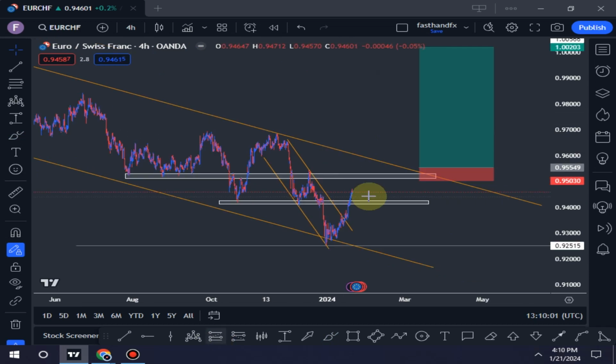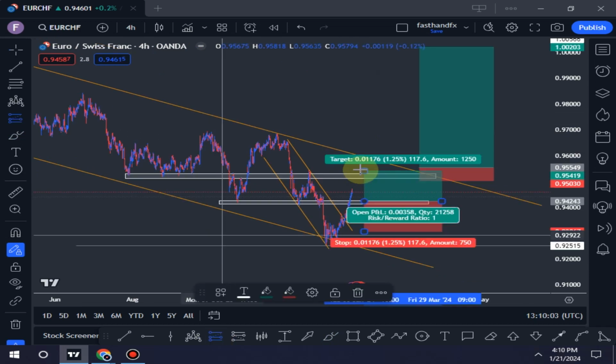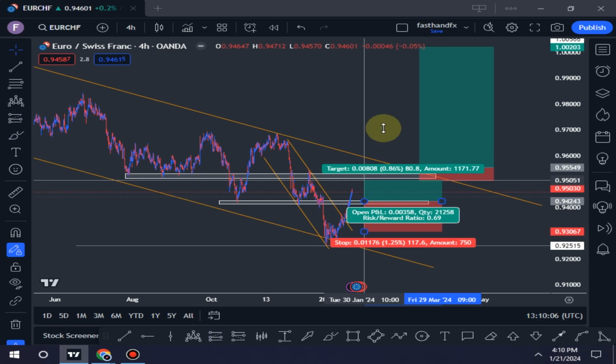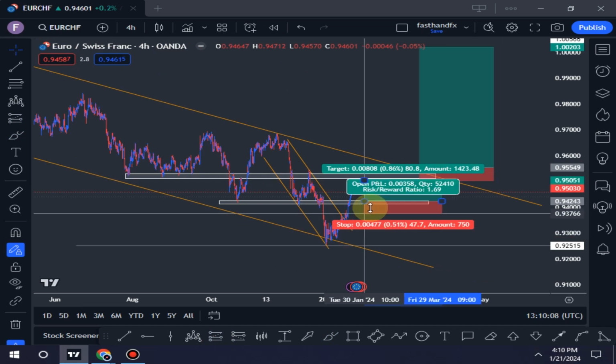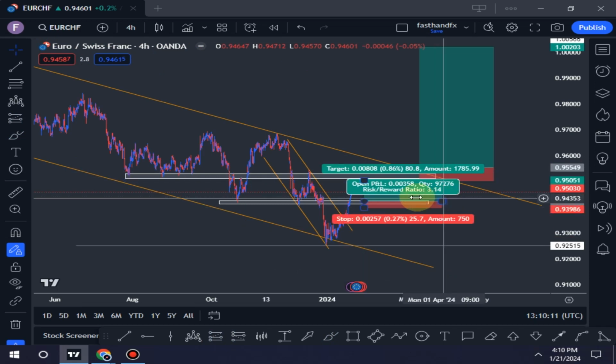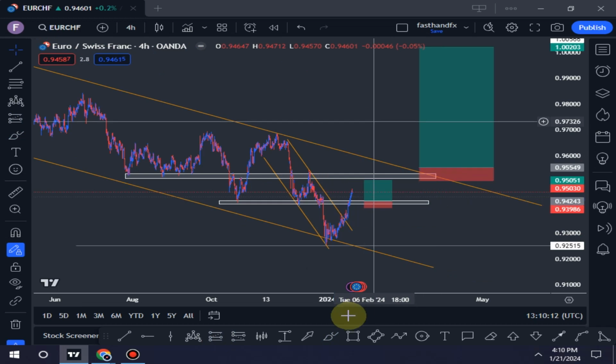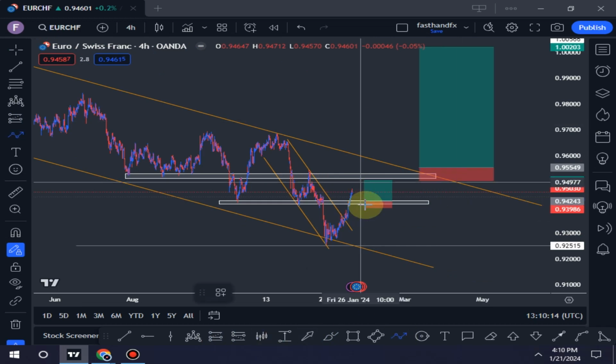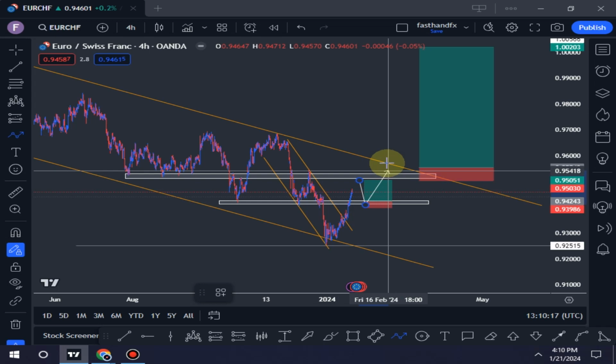A good place to take a buy position should be there, and maybe target this. Good for day trading or scalping. 80 pips, not bad. So wait for that, see how it plays out. Need to understand this reaction, how it will be reacting at this level.